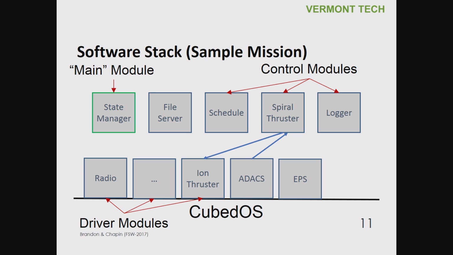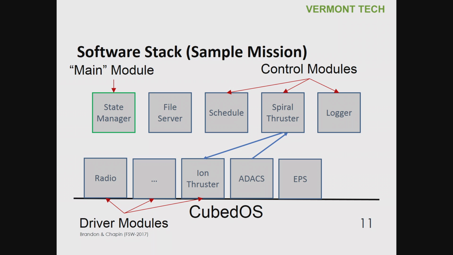This is a picture of a possible architecture for a sample mission. This is fairly generic in many respects, but it's inspired by some of the missions that we've talked about and worked on and thought about. Down here is CubedOS. Beneath this is the Ada runtime environment and the operating system and so forth. Sitting on top of that are modules.